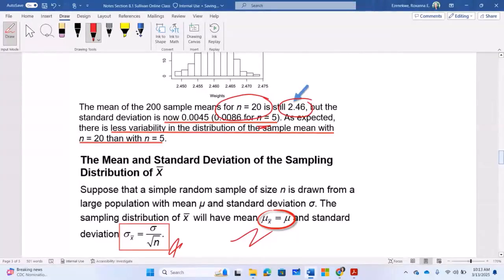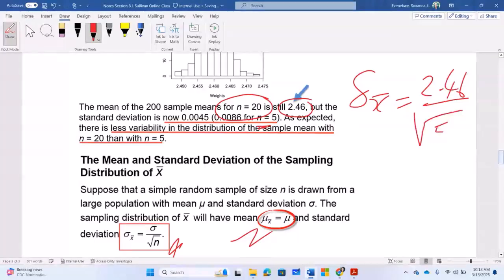The standard error, which is the standard deviation of the sample mean, is equal to the standard deviation of the original data, which is 2.46, divided by the square root of sample size. So let me divide that and see what this one is. I will also later on divide by 20, which is the sample size of the original one. Okay, so I'm going to get my calculator and divide.